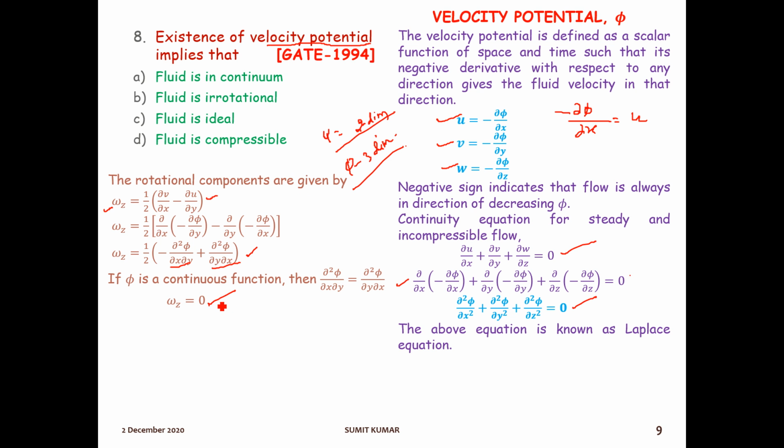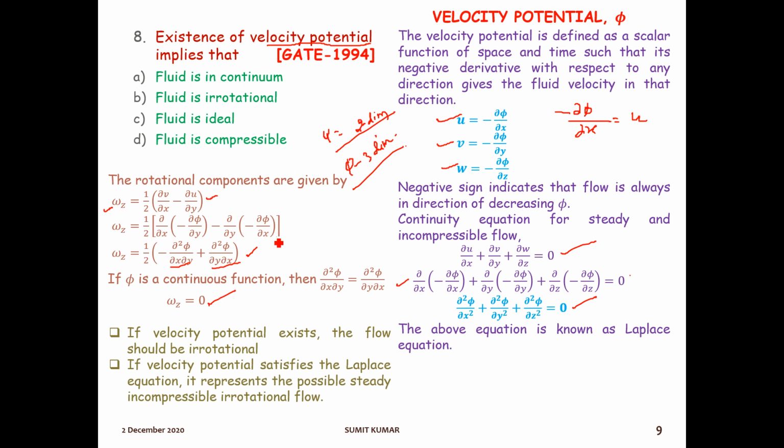So from this concept we can see, if velocity potential exists, then the flow will be irrotational because this omega z is coming 0 irrespective of value of phi. For any value of phi, this omega z will be 0. So if velocity potential exists, the flow should be irrotational, and if velocity potential satisfies this Laplace equation, it represents the possible steady incompressible irrotational flow. So by only existence of phi we can say the fluid is irrotational, but if phi satisfies this Laplace equation, we can say fluid is steady incompressible and irrotational flow. So here it is asking about the existence of velocity potential, means fluid is irrotational. So option number B is the right answer.